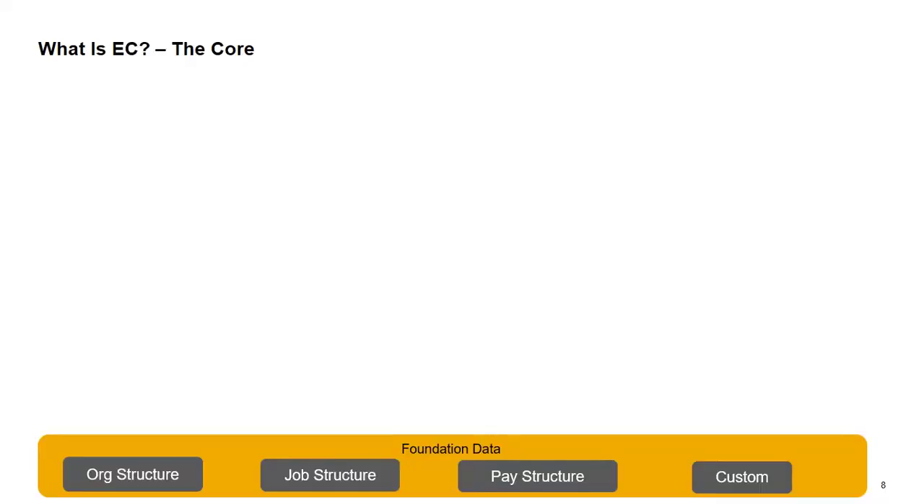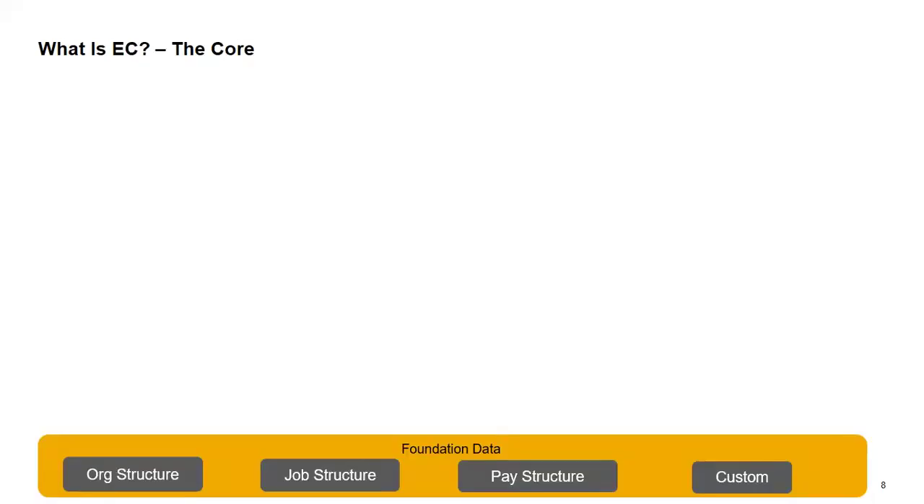Foundation objects define the org, job, and pay structure. Org structure contains elements like company, business unit, division, department, location, cost center, etc. Job structure has some elements, like job code, job function, etc. Pay structure contains elements like pay grade, the grade of the employee, salary range of the employee, and pay frequency, how frequently you're going to pay.